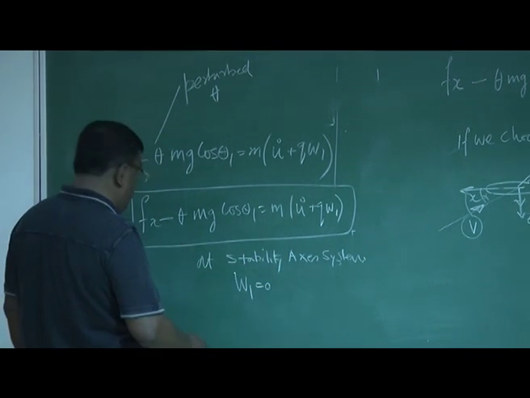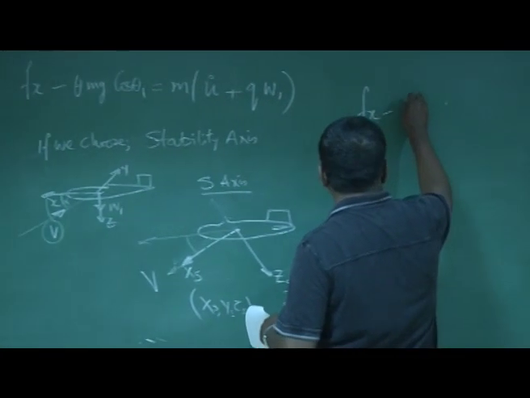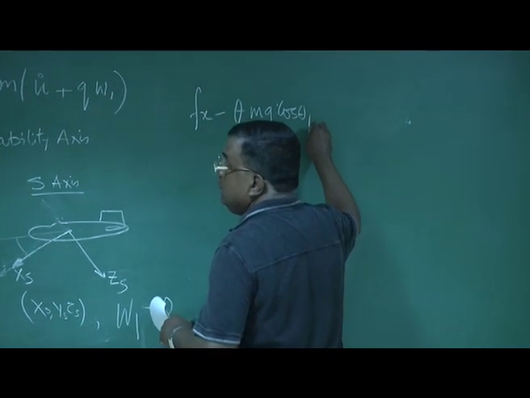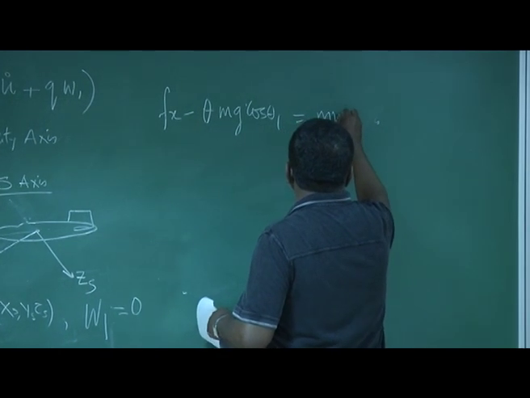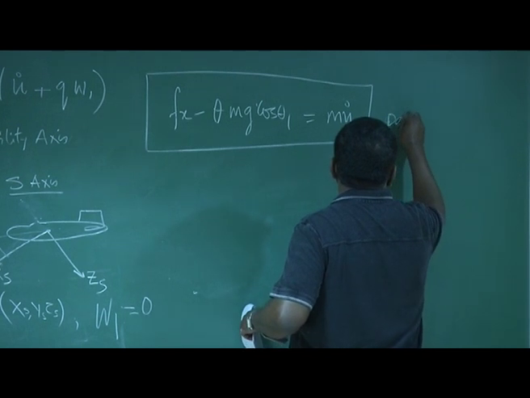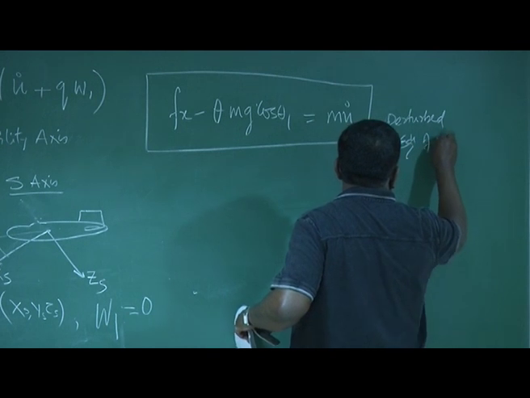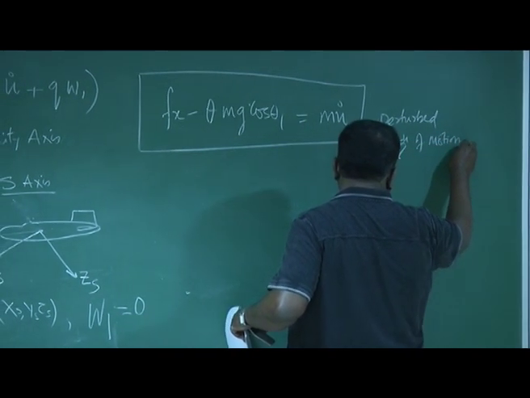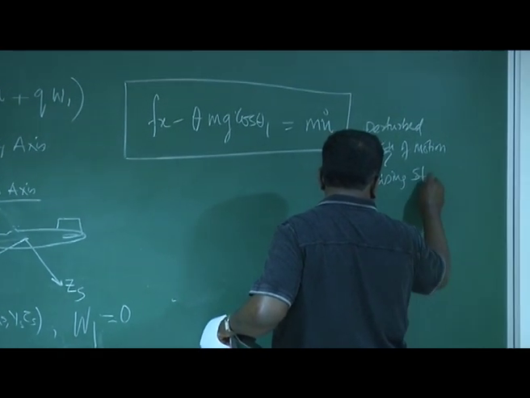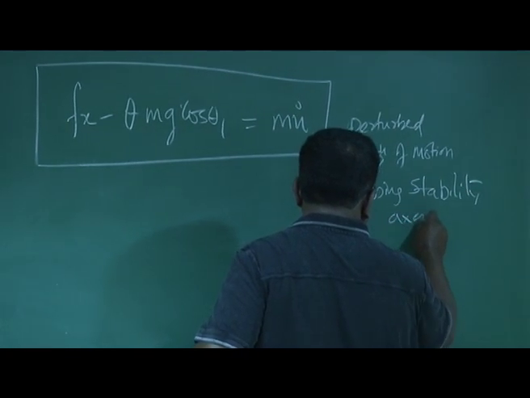So this equation gets modified to, what will happen? That equation will become Fx minus theta mg cos theta 1 equal to m u dot. So this is the perturbed equation of motion. Of course, it is along the x direction using the stability axis system.